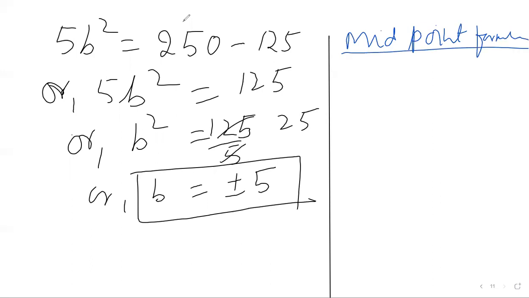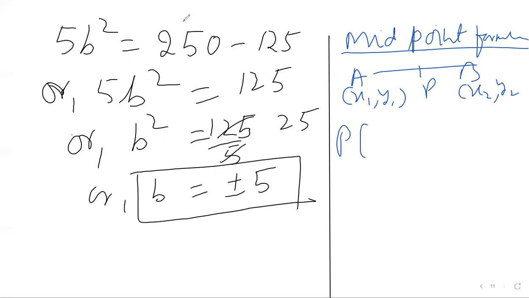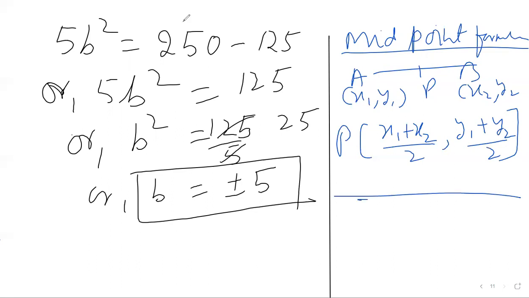Suppose A is (x1, y1) and B is (x2, y2), then the midpoint P will be ((x1 plus x2)/2, (y1 plus y2)/2). P is the midpoint of AB. This is called the midpoint.